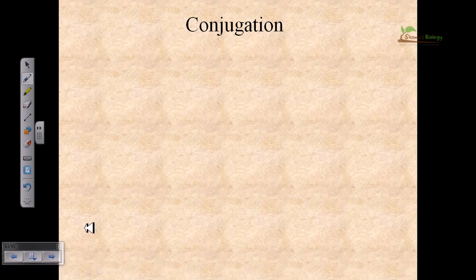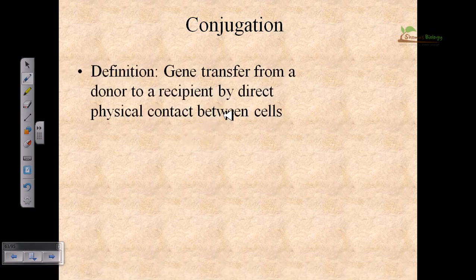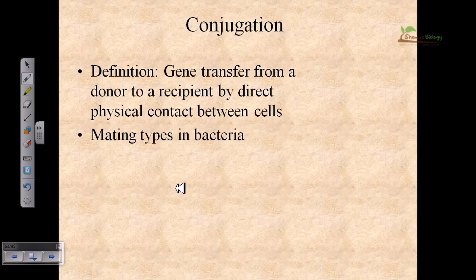Now let us talk about the definition of conjugation first. Conjugation means the gene transfer from a donor to a recipient by direct physical contact between the cells. So in this picture we see a direct contact between bacterial cells: bacteria A is the donor, and bacteria 2 is a recipient for that gene.